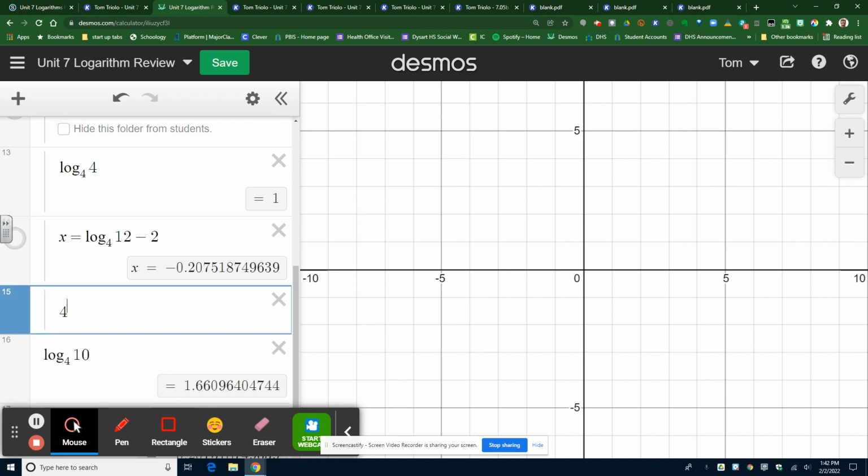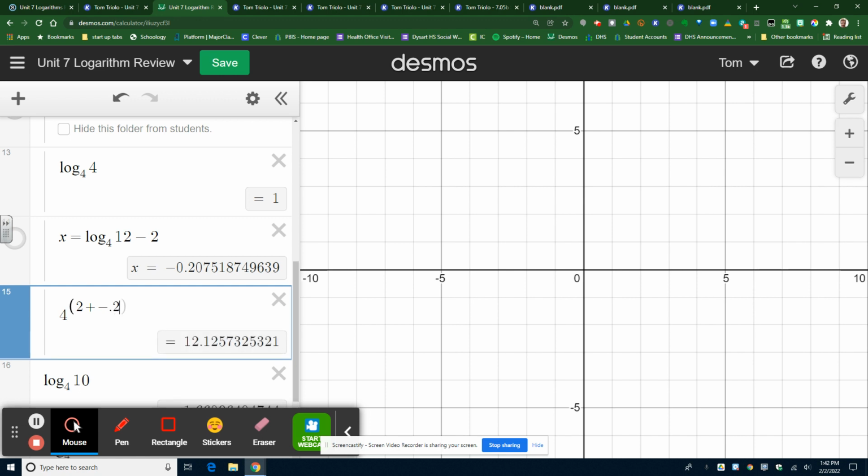So 4 to the power of 2 plus, oopsies, I'm going to need parentheses, plus negative 0.2. That's pretty close to 12. And the more decimal places I put, the closer I'll get to 12. 0, 7, 5, 1, 8, 7, 4. Too many fours. Sorry. 9, 6, 3. Ready?